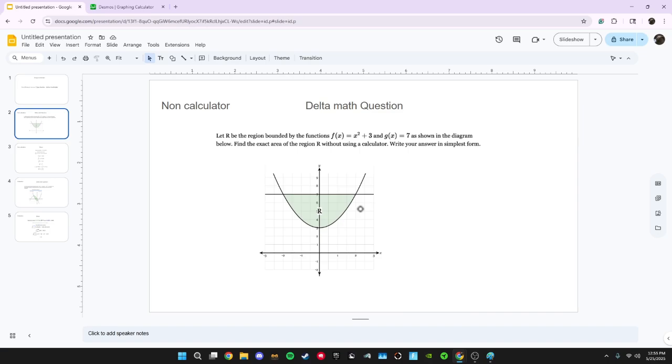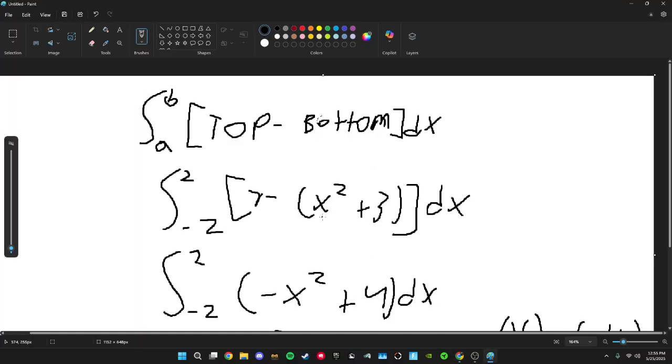Now we have to identify the top and bottom function. This curved one is f of x, which is x squared plus 3, and this flat line is g of x, which is just 7. Our top function is g of x, and our bottom function is f of x. Now that we have the bounds and the top and bottom functions identified, we can just plug in what we know, which gives us this.